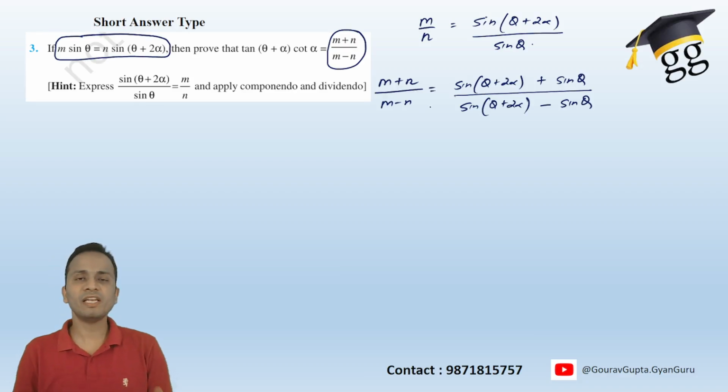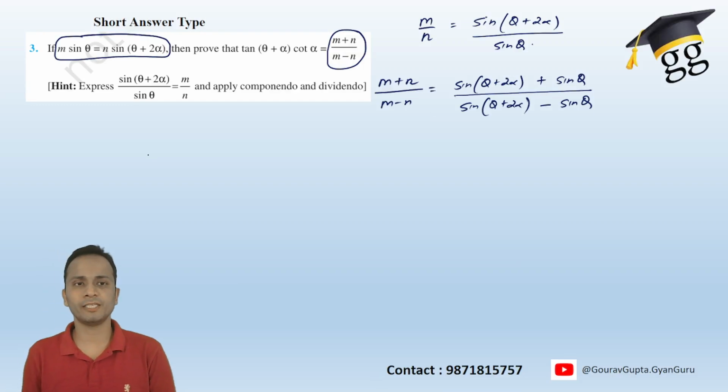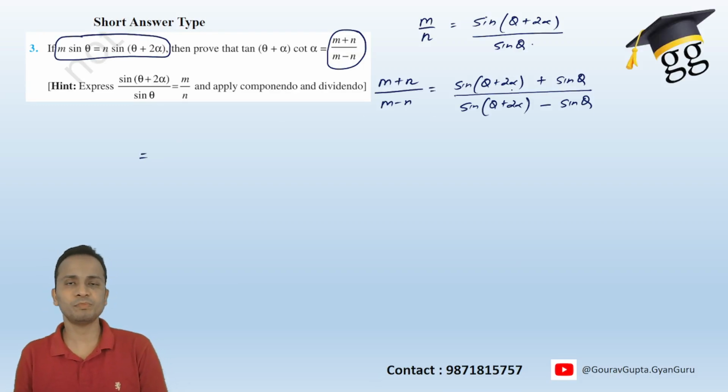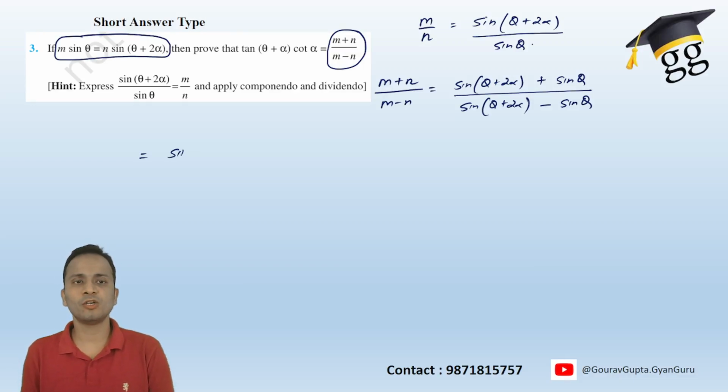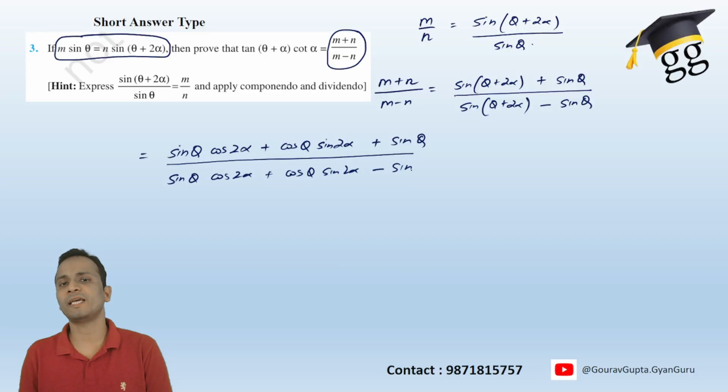I'll leave the left hand side as it is, which is m plus n upon m minus n, and will operate on the right hand side. So on the right hand side, we apply the sin a plus b formula, which is sin a cos b plus cos a sin b. So it looks like sin theta cos 2 alpha plus cos theta sin 2 alpha, and then plus sin theta as it is in the numerator, whole divided by again the same formula, sin theta cos 2 alpha plus cos theta sin 2 alpha minus sin theta.